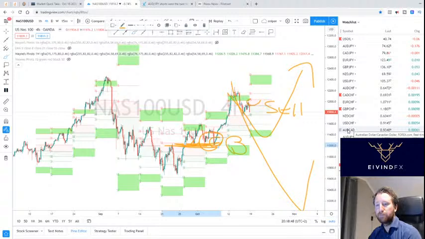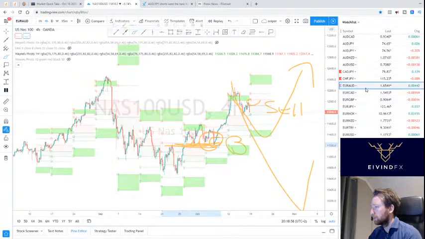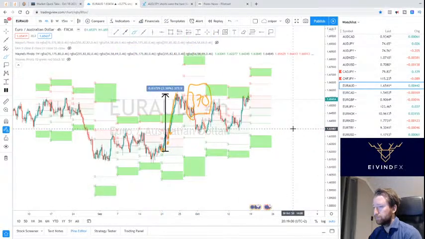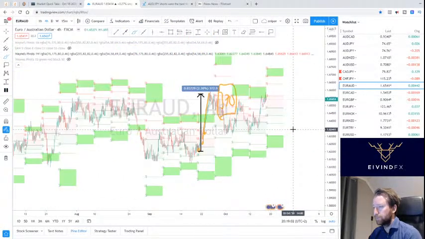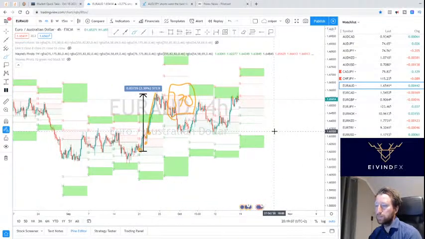What else? I'm running too fast for you guys. What's your pairs? Euro Aussie. I'm not looking at that. I'm sorry, Emily. Euro Aussie. Emily, please, if you might be so kind. This is a pair that doesn't go anywhere.